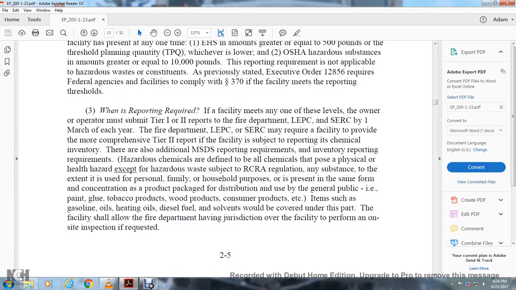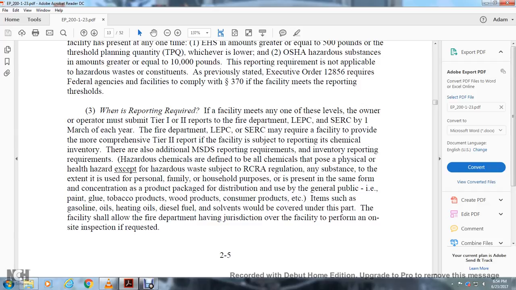When is reporting required? If the facility meets one of the levels, the owner or operator must submit the Tier 1 and Tier 2 reports to the Fire Department, the Local Emergency Planning Committee, and the State Emergency Response Commission by March 1st of each year. The Fire Department, the Local Emergency Planning Committee, and the State Emergency Response Commission may require a facility to provide more comprehensive information for the Tier 2 report.